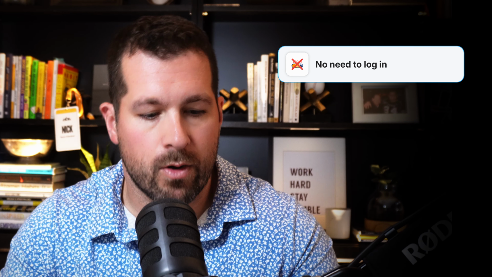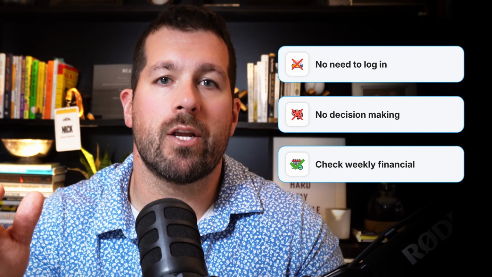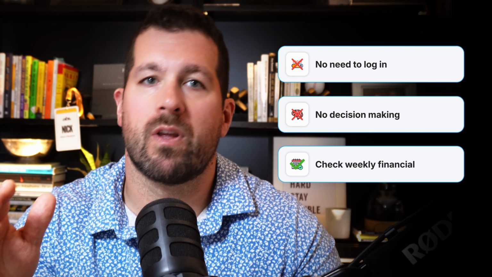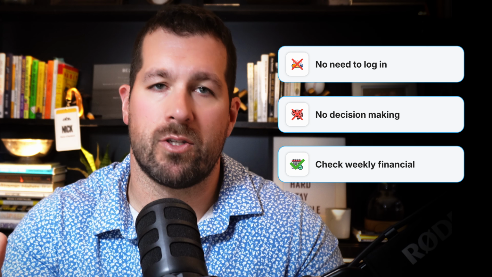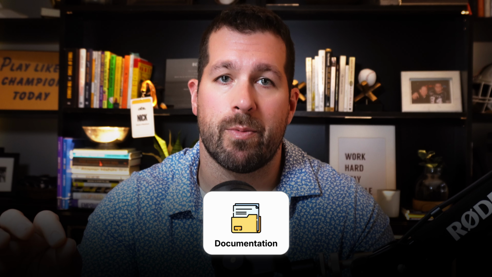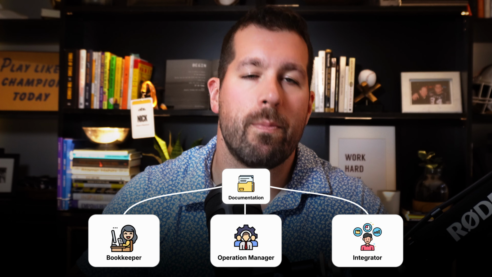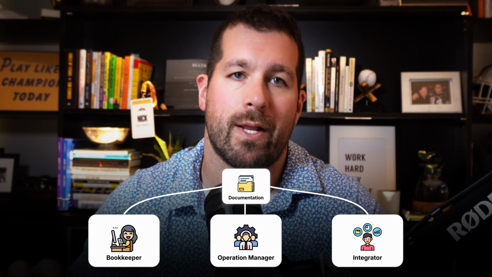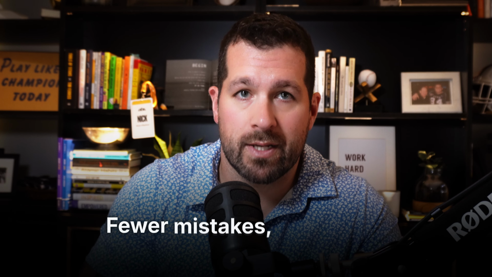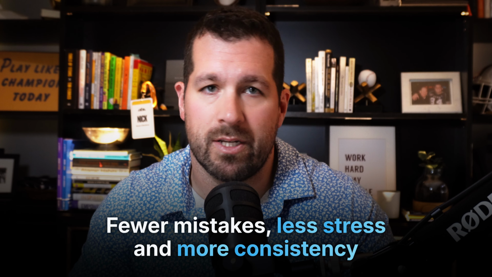Each of these rules runs automatically. You don't need to log in, you don't need to make decisions. You just check your weekly financial level 10 to confirm that everything executed as you expected. And here's the best part. Once these workflows are set, your sequence setup becomes your financial documentation. You can hand this off to your bookkeeper, your operations manager, or your integrator. Everyone knows what money is supposed to go where and when it's going to get there. That means fewer mistakes, less stress, and more consistency to your finances.